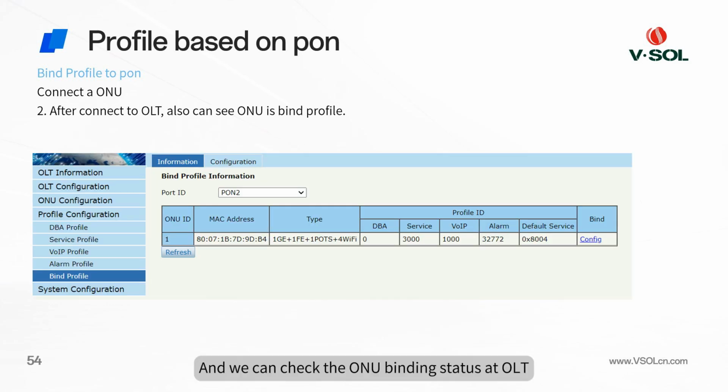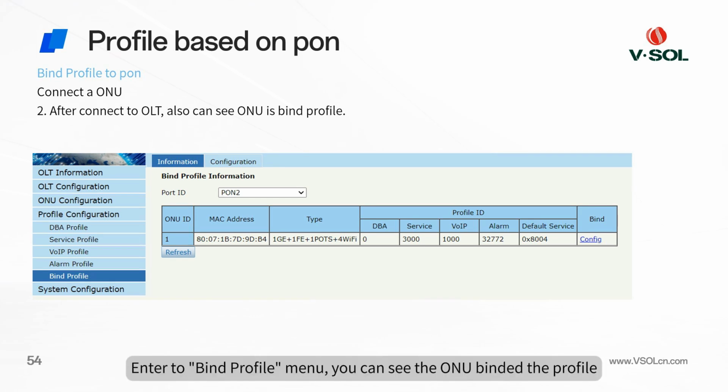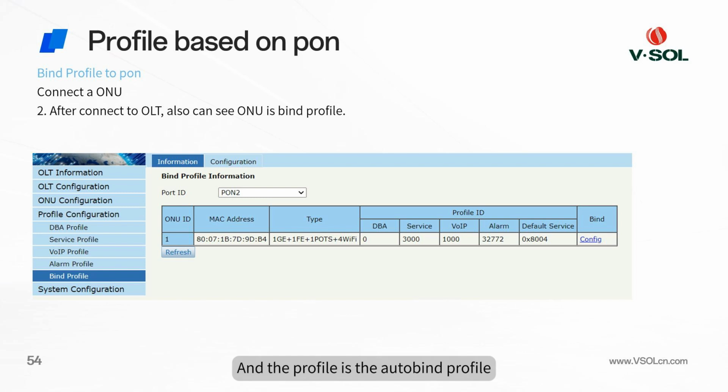And we can check the ONU binding status at the OLT. Enter the bind profile web menu, and you can see the ONU is bound to the profile, and the profile is the Autobind profile.